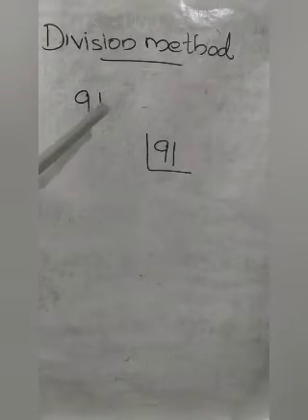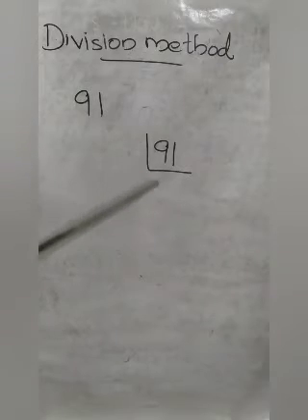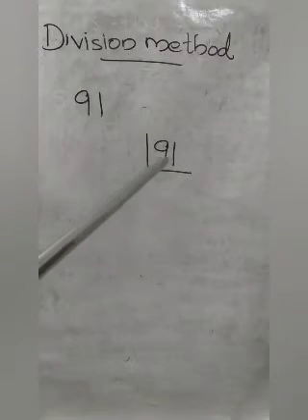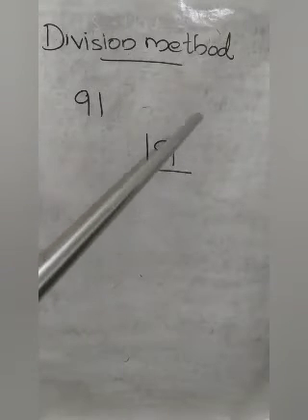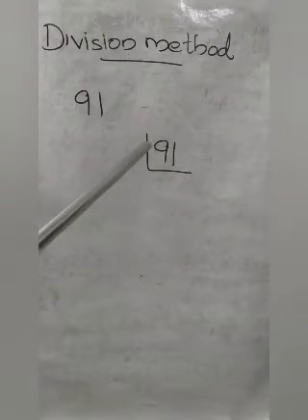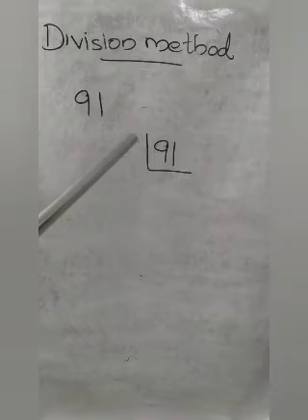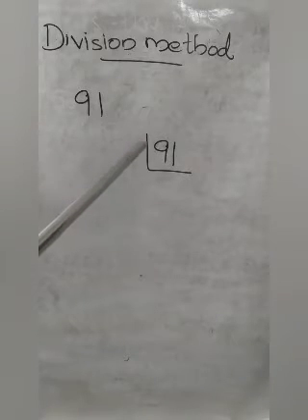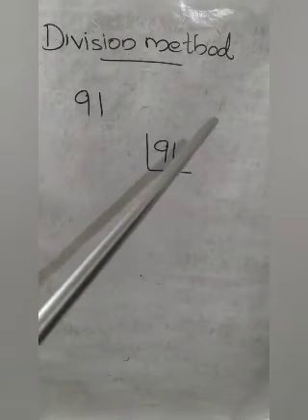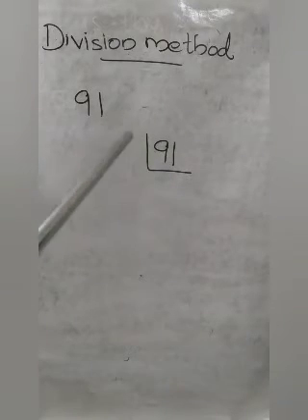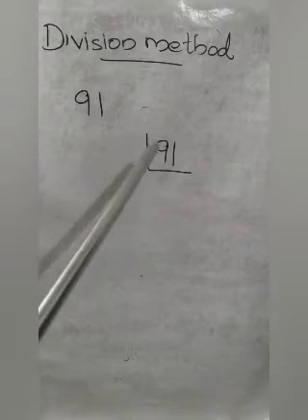Next example is 91. You know 91 is not an even number, so it is not divisible by 2. Also it does not end with either 0 or 5, so we cannot use 5 also. Now remaining is 3. What is the divisibility rule of 3? Add the digits. 9 plus 1, 10. Is 10 a multiple of 3? No. So it's not divisible by 3 also.